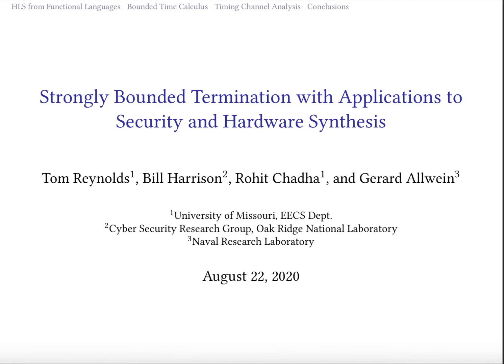So this work is about a notion of termination that's called strongly bounded termination. And it came about through work that we have been doing on a functional language high-level synthesis tool called Rewire. And so I'm going to explain the motivation, how that came about.